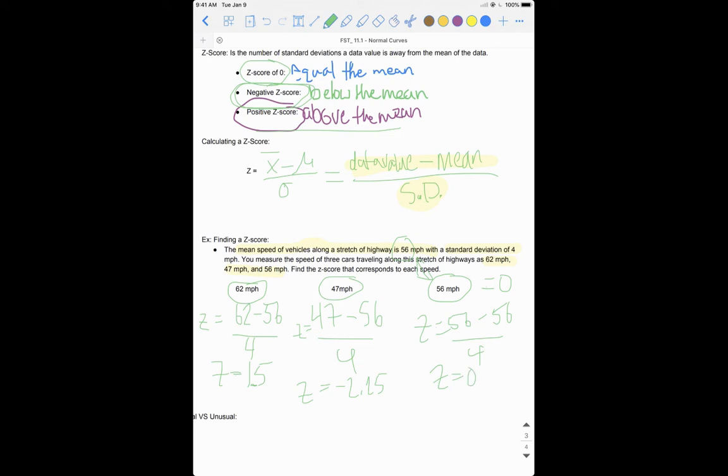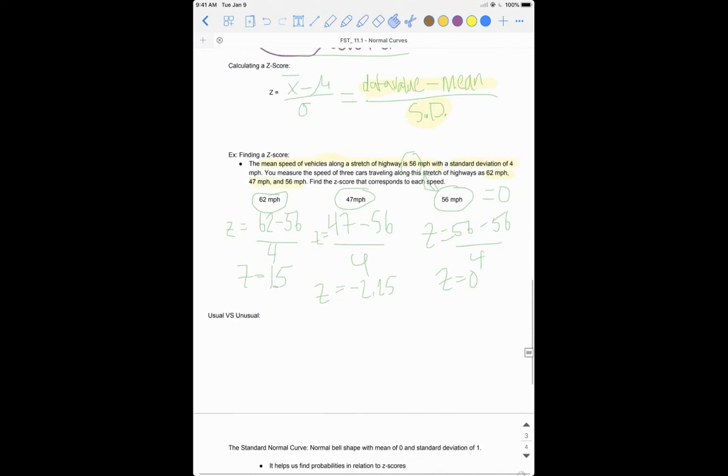And so we could use these z-scores to help us compare. Let's say we wanted to know a stretch of highway where the mean was 70 miles per hour. Well, we want to know how many people are going closest to that mean. We could use z-scores to help us determine which stretch of highway people are driving closer to the mean, because if we turned everything into z-scores, you can compare z-scores just like you can compare centimeters to centimeters. And when we talk about comparing, we use the words usual versus unusual.